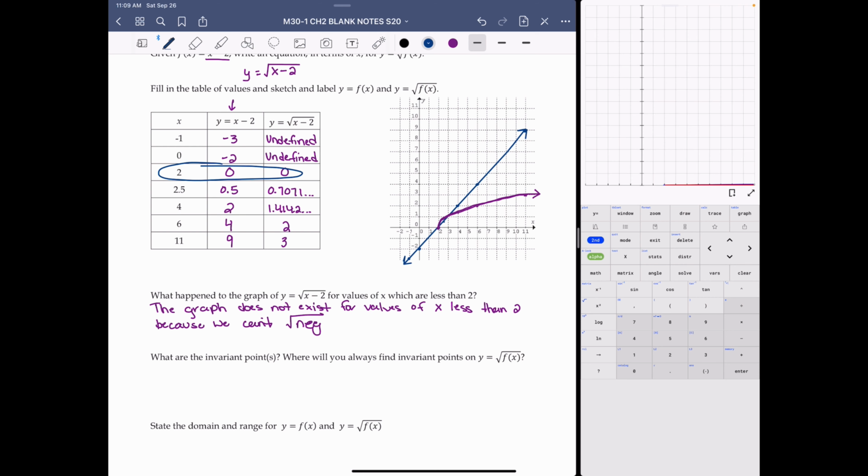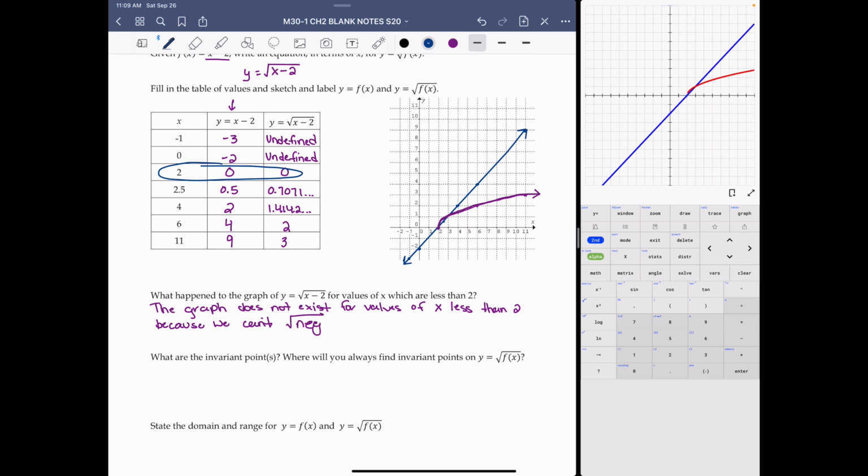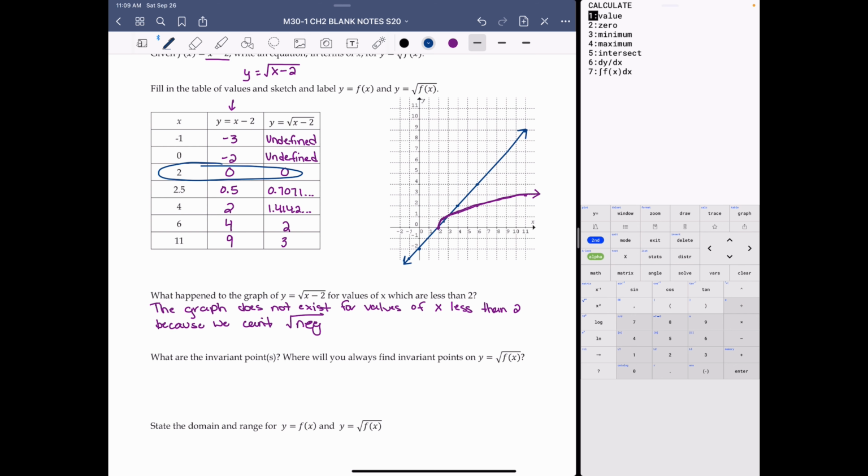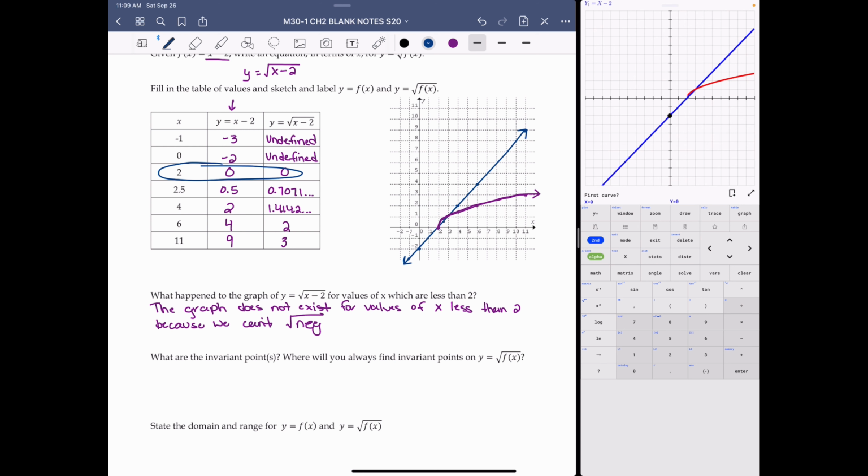Graph that. I'm going to change my window to standard, zoom, standard, and there we go. Okay, so I'm going to find my intersection points, second trace, number 5. First curve, yes, I'm on the first curve, hit enter. Second curve, it jumped, hit enter, and yes, hit enter. Intersection at 2, 0, and then I want to do that again because we already had that point.